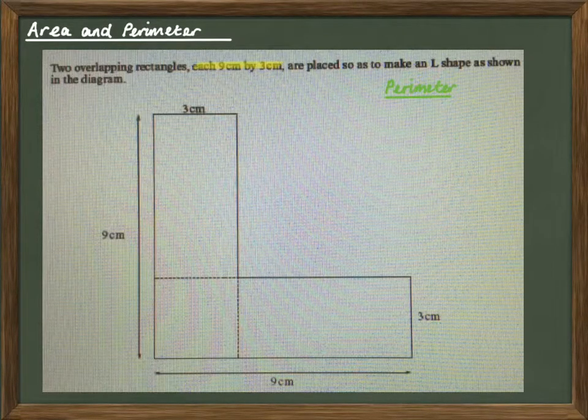Now the perimeter, what I always do, you obviously read the question: overlapping rectangles. Each rectangle is a 9 by 3, and they're placed so as to make an L shape in the diagram. What I always do, for perimeter, I have to know every single measurement. So I start by filling in the missing ones. Now you can see that two of the sides, the inside parts of the L, are missing. I can't find the perimeter unless I work out what those sides are, okay? So that's the first thing.